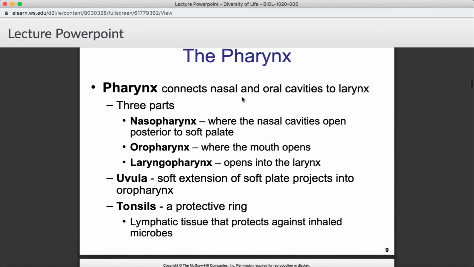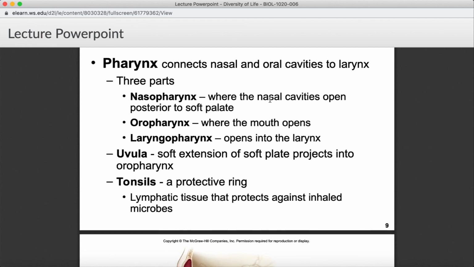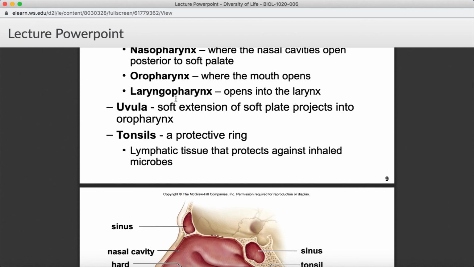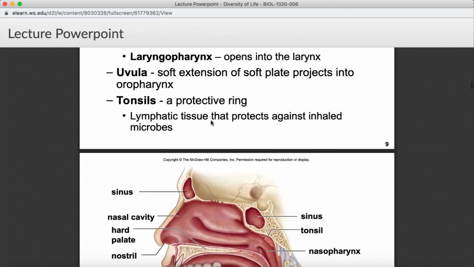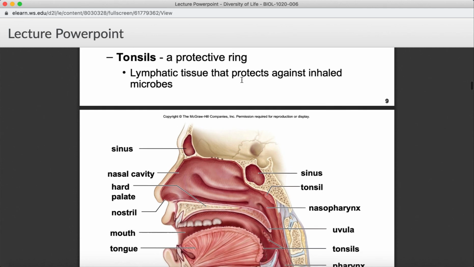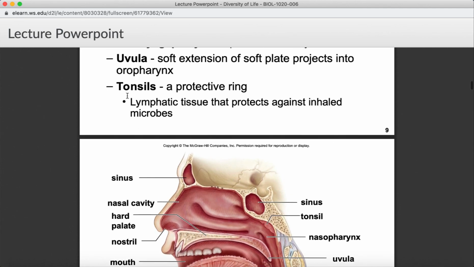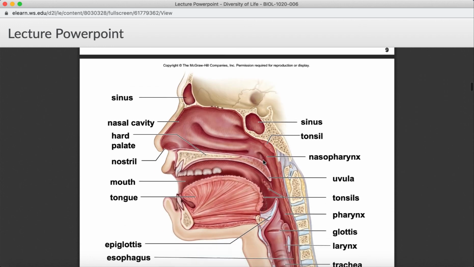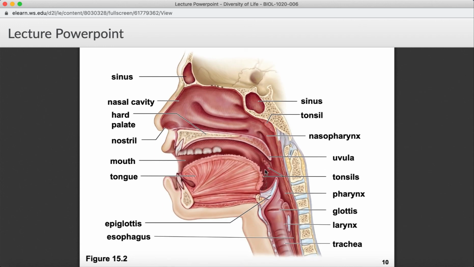Pharynx connects the nasal and oral cavities to the larynx. The nasopharynx is where the nasal cavities open to the posterior soft palate. Oropharynx, where it opens to the mouth. Laryngopharynx opens to the larynx. The uvula is this little soft extension of the soft palate, projecting into the oropharynx. And the tonsils form kind of a protective ring against inhaled or swallowed microbes.